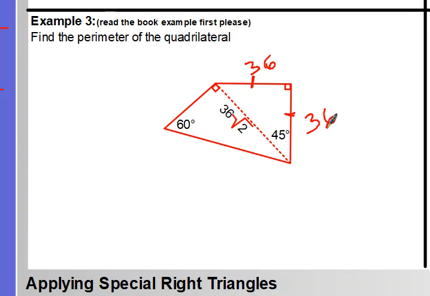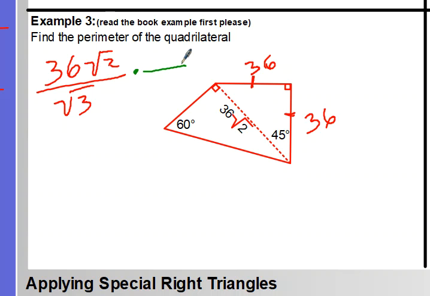Now, the trickier part is the altitude of my 30-60 right triangle has a square root of 2. And I know that that triangle normally has a square root of 3 in it, right? So what do I have to divide 36 root 2 by to get this side length? Square root of 3. So we're going to go 36 root 2 divided by the square root of 3. Well, can I have the square root of 3 in the denominator? No. So I need to go ahead and rationalize the denominator.